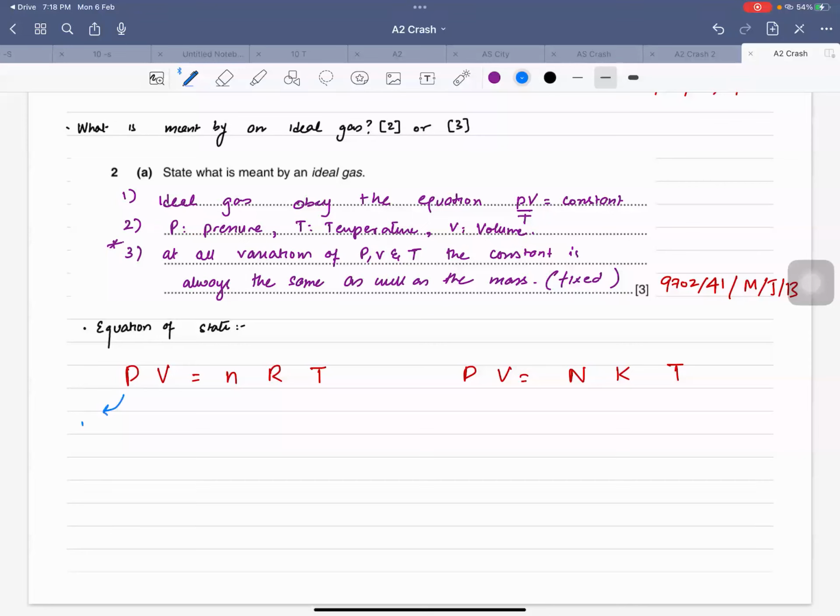So in this one, I just want to tell you this is pressure, this is volume, this is moles, this is the molar gas constant. Molar gas constant is basically simply 8.31. Okay, you need to remember that. And obviously the last one is T, which is temperature.